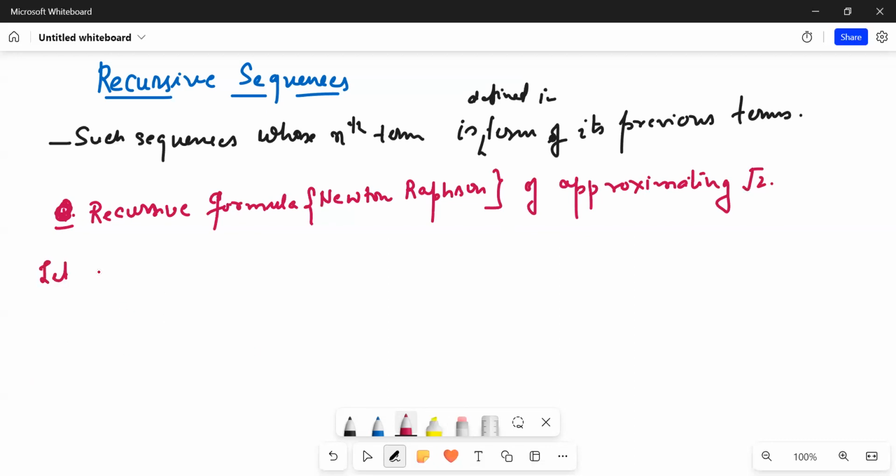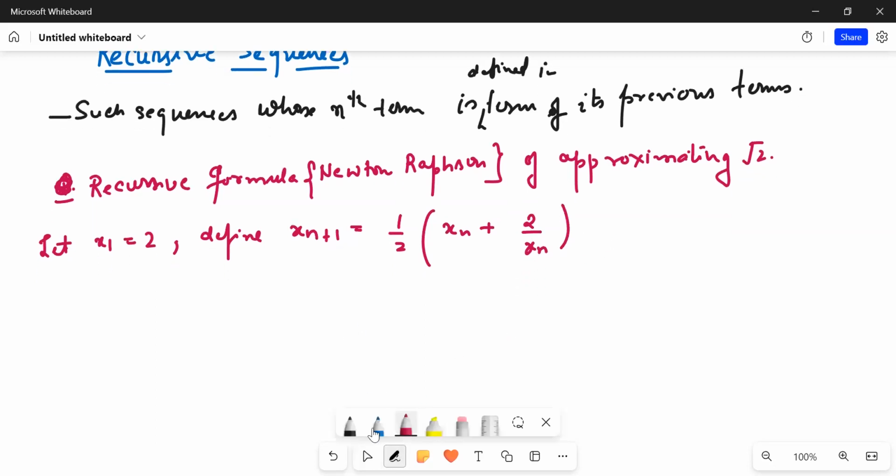Let x1 be equal to 2, and let us define the sequence xn by this. Clearly you can see that the (n+1)th term is defined in terms of xn. So a term is defined in terms of a previous term, and clearly this is a recursive sequence. We want to know whether this sequence is convergent or not, and if it is convergent, where does it converge? As I already told, this sequence approximates root 2, so one idea is that the limiting value should be root 2. Let us see how.